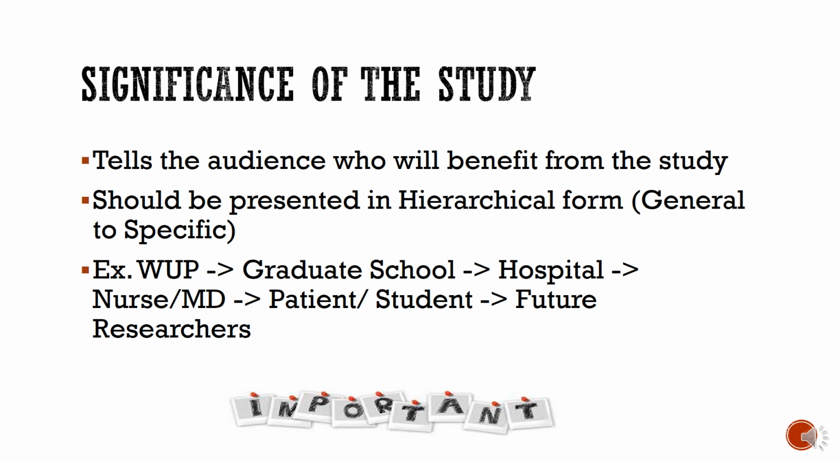For the significance of the study, they should be able to tell the audience or the reader why your study is significant or why it is important, why it is necessary to conduct the study. Okay. It should be presented in hierarchical form from general to specific. For example, since you are students of Wesleyan, we have to inform Wesleyan why it is necessary, how it will benefit Wesleyan, and then as graduate school students, if you work in the hospital, if you are a nurse, a medical practitioner, or a doctor, and then who are your clientele? It's either patients or students if you're an educator. And then lastly would be for future researchers.